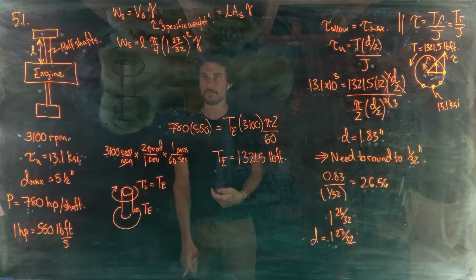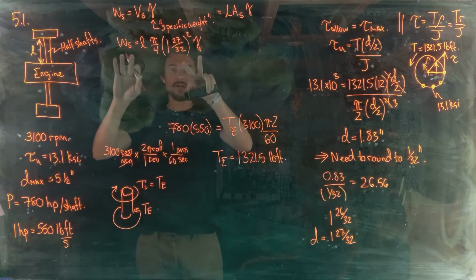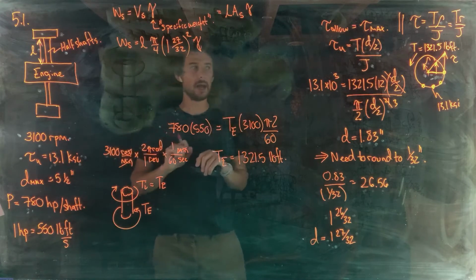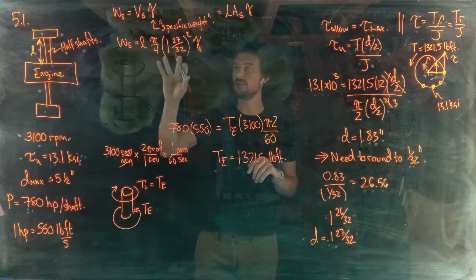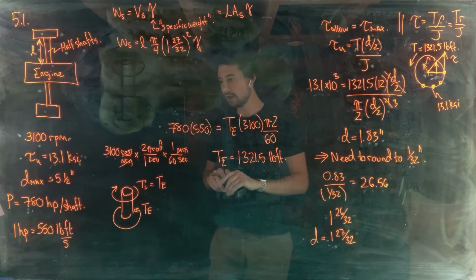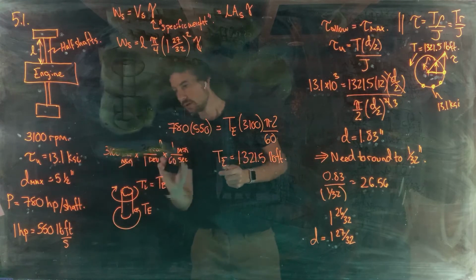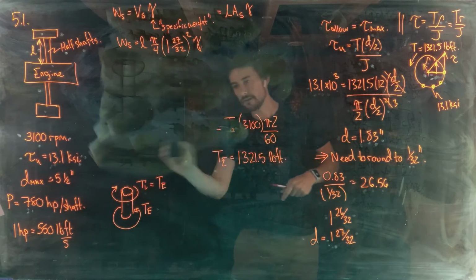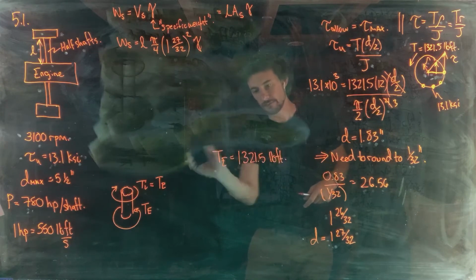Okay. So now, in order to determine the percent weight reduction achievable by using a hollow shaft, we need to do the same thing, but designing the shaft in the case of it being hollow. So let's do that. And then we can get the weight for the hollow shaft and compare that to the weight of the solid shaft.